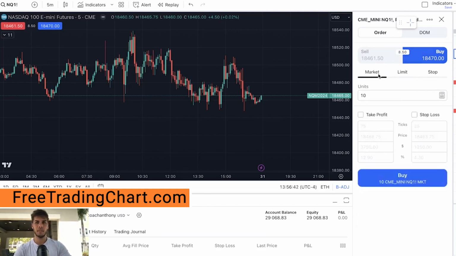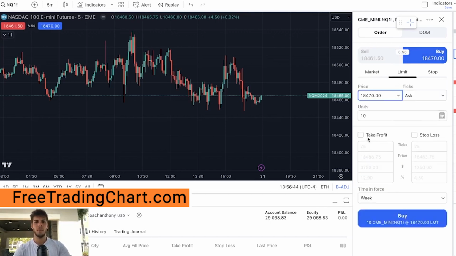You could have it on market or limit, whatever you're going to do. But I make sure, no matter what, every single trade has a take profit on it, and every single trade has a stop loss on it, predefined. And then I drag it around and move it around, but at least always have it on the screen.